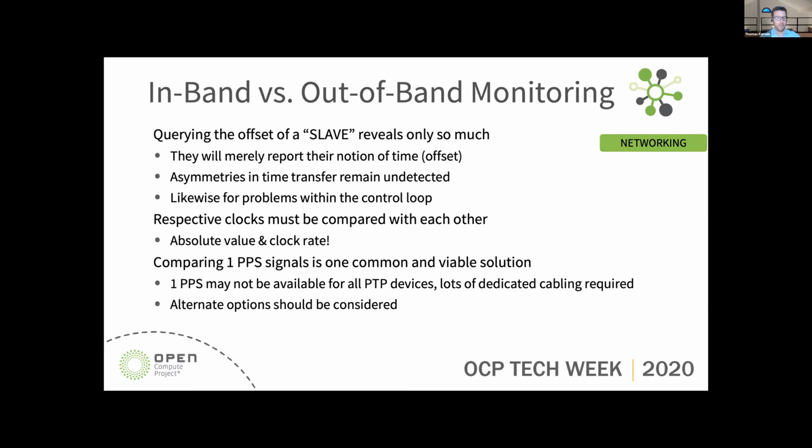or you could have a number of deployments with 1 PPS to verify the signal. But obviously, depending on the size of your deployments, it's going to be a lot of extra cabling just to have a 1 PPS signal being compared everywhere. So you need to consider alternate options, because otherwise you're going to have a massive cabling issue, and you're going to start wondering why on earth you deployed this.